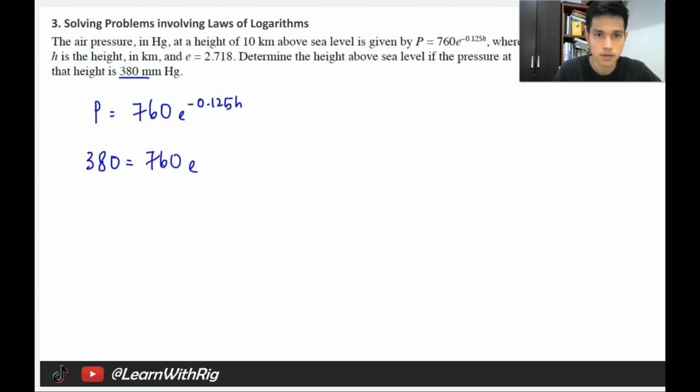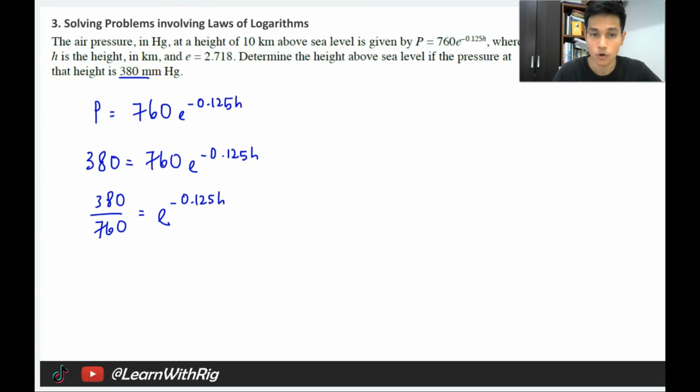So you just substitute 380 equals 760 e power negative 0.125 H. First thing you're going to do, shift the 760. You get e power negative 0.125 H equals 380 over 760, which you should get 1 over 2. Now here I got e, right? If I bring e to the other side, what do I get?